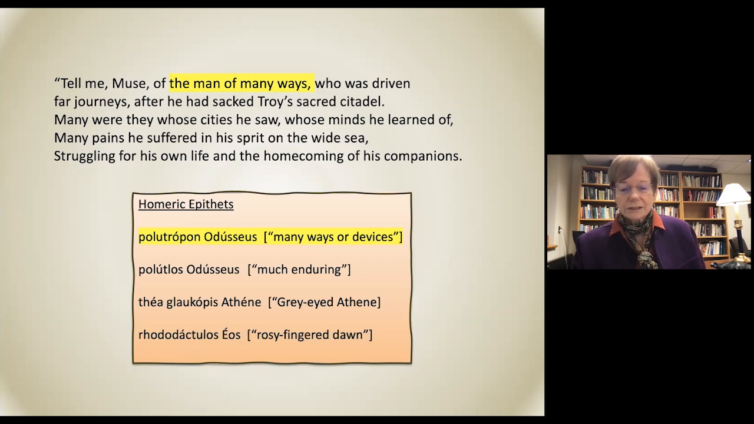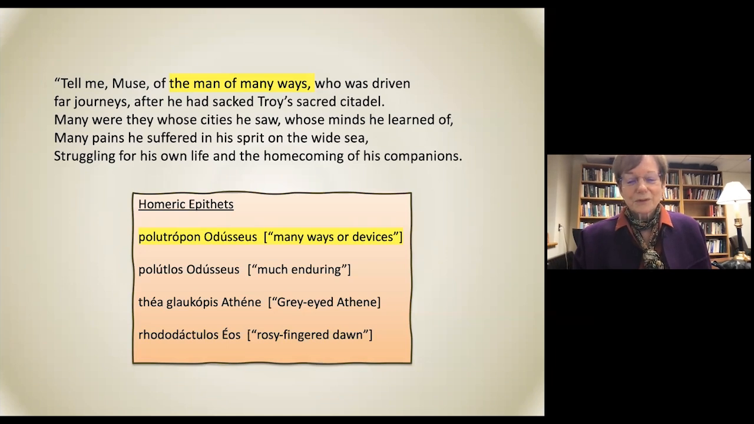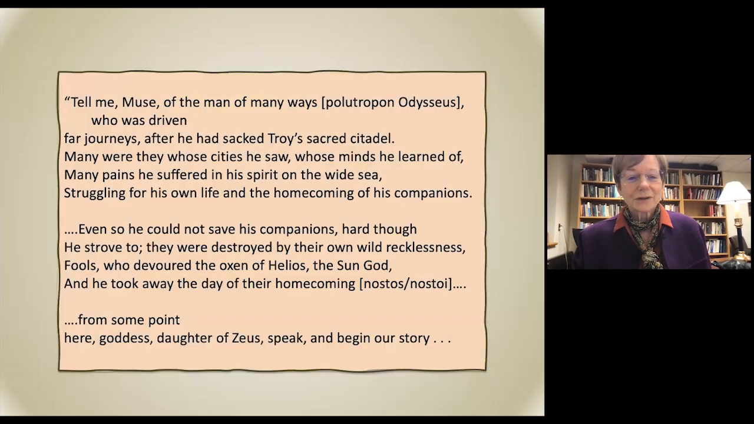Much enduring Odysseus, Polytlas Odysseus, fits into a slightly different slot. Grey-eyed Athena, Thea Glaukopis Athene, again fits well at the end of a line because her name has 2 long syllables, Athene. So Lattimore tries to echo these, and you can watch for them. And then I think we are all familiar with rosy-fingered dawn, although perhaps not in Greek, Rhododaktylos Eos. All right, so much for my Greek pronunciation. I hope there are no professors of Greek here.